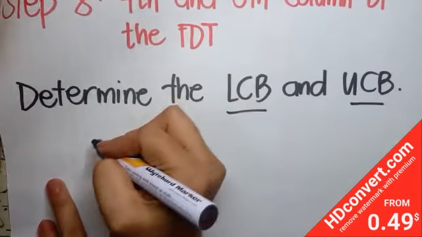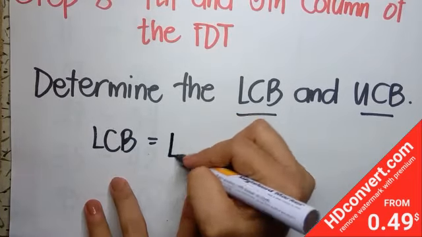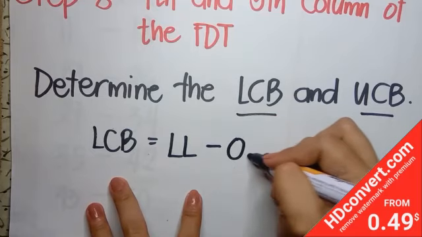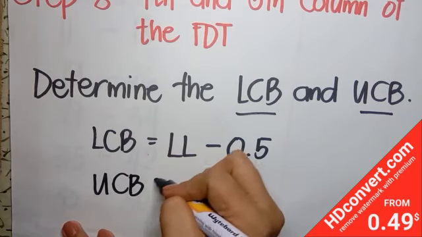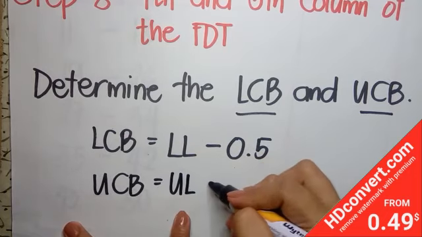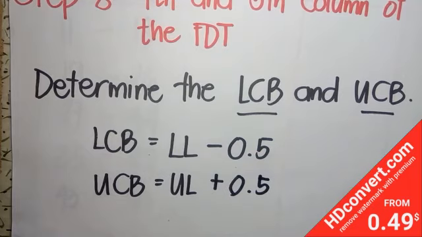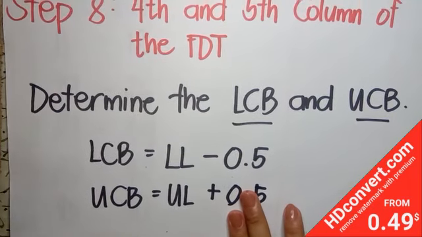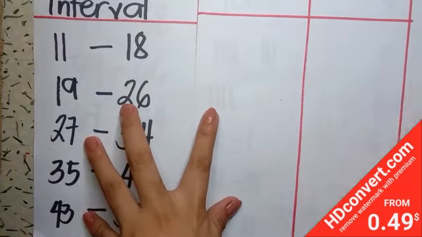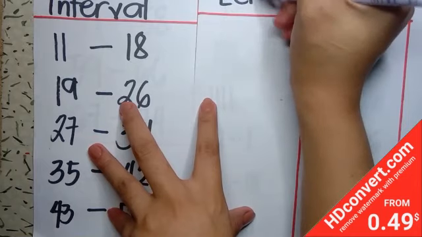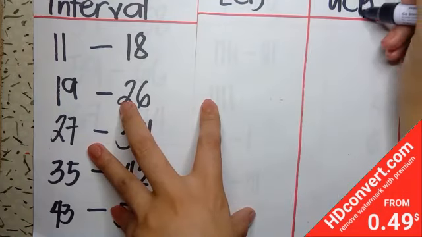Para makuha natin si lower class boundary, meron tayong lower class boundary is equal to lower limit minus 0.5. At para makuha mo si UCB, meron kang upper limit plus 0.5. So, let's go to the table. Sa table, syempre, ilalagay natin dito si LCB at ilalagay natin dito si UCB. Ito na yung 4th and 5th.